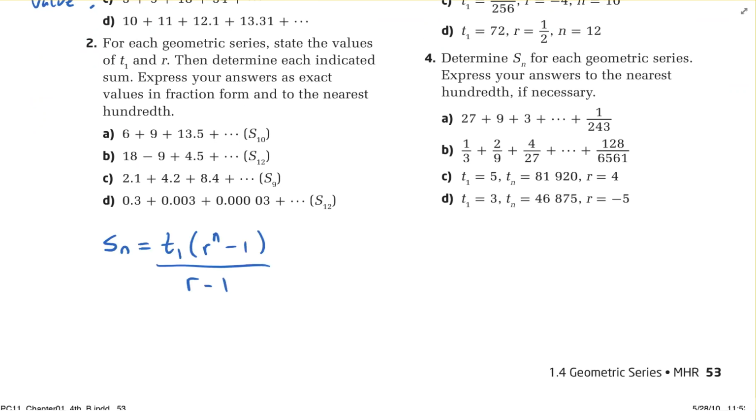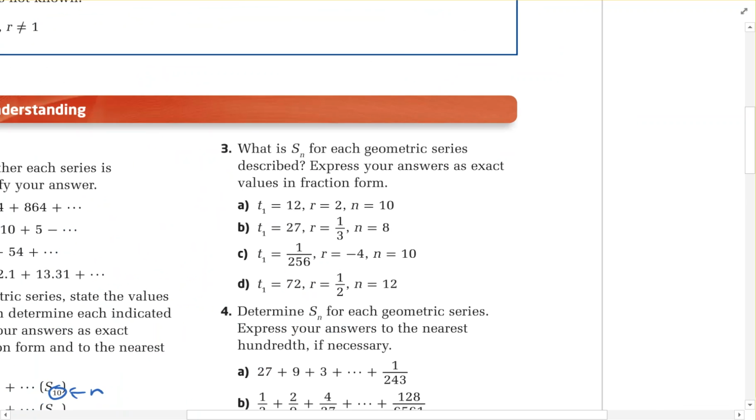Okay, so for number 2, figure out what your R is. So 9 divided by 6, 13 divided by 9 should be the same R value. And you know T1 is going to be 6. And then all we need to do is put in 10 in place of N. And then just plug it into your formula and see what you get. So I'll let you guys do those as well.